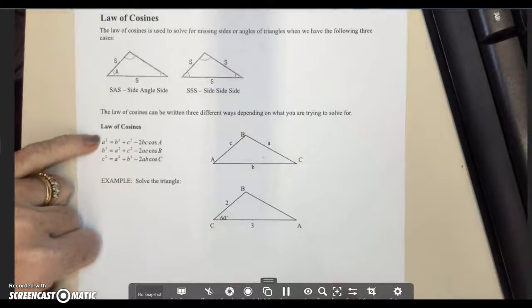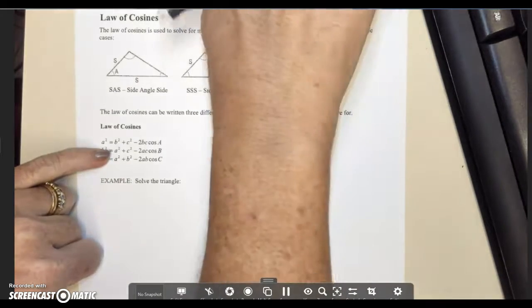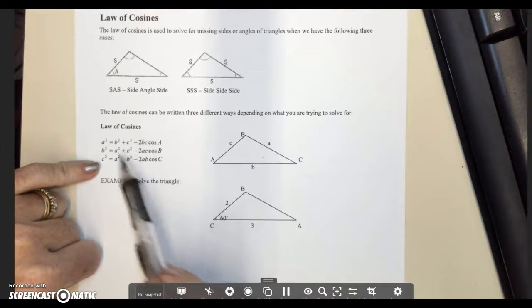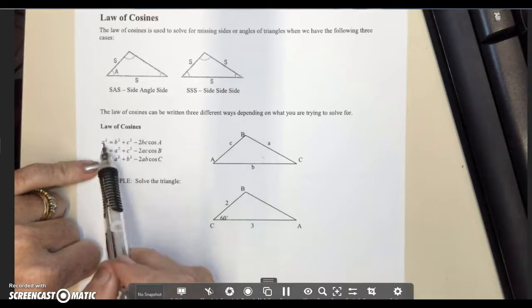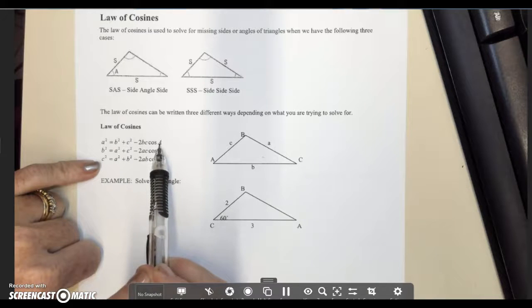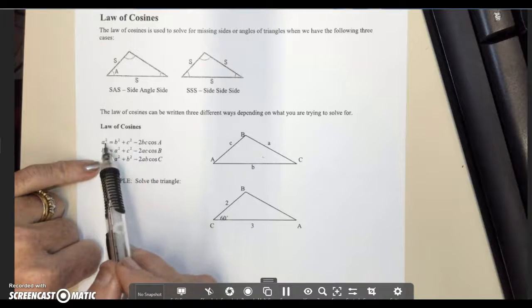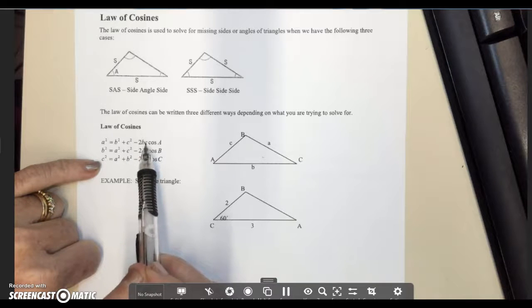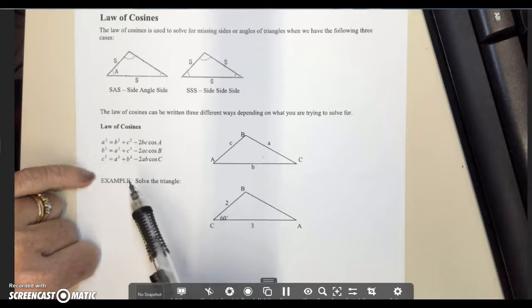So law of cosines is actually the same law, and it just changes the A, B, C variables. What you need to remember is the side that's being solved for out here is going to be the same angle that you're applying the cosine to. So A squared equals B squared plus C squared minus 2 times B, C, and the cosine of A.